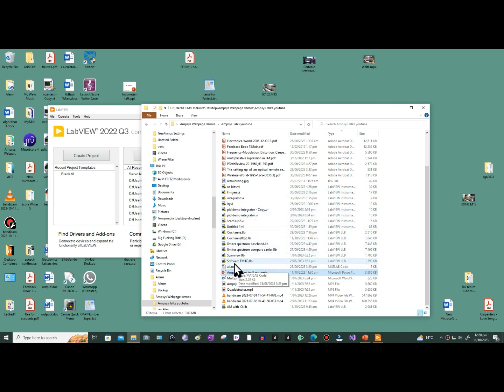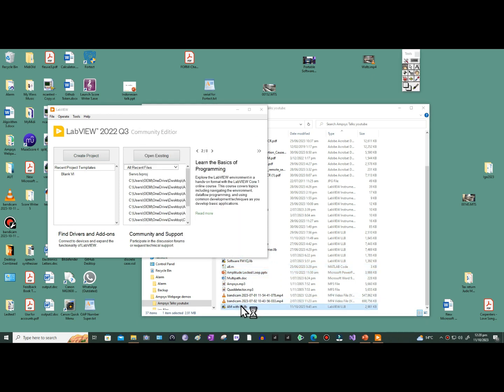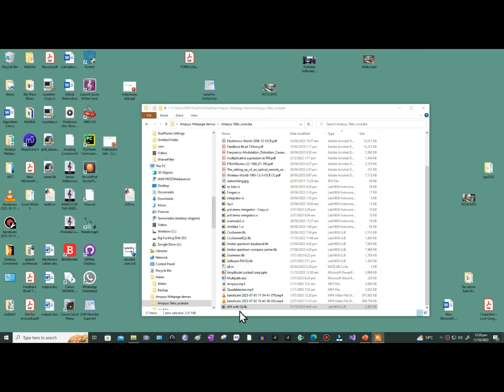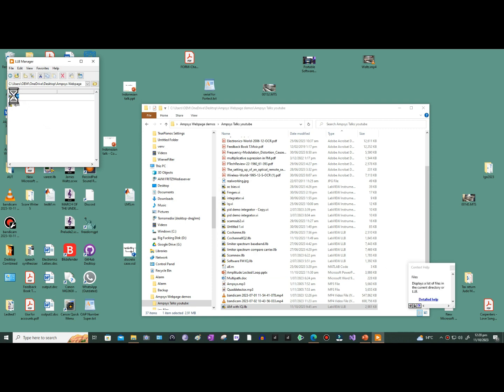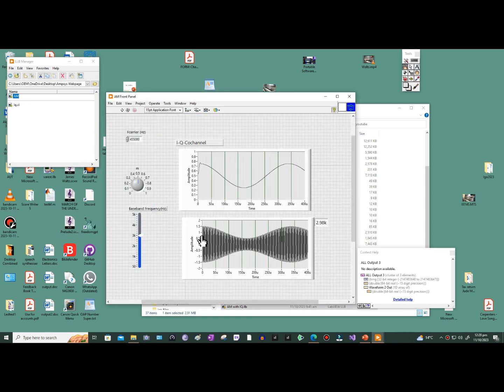Should be here under AM. There it is, AM with IQ. I'll run this in a second, but this is our amplitude modulated signal, and this is our software radio, if you like, a sort of simulation of the software radio in demodulated form.